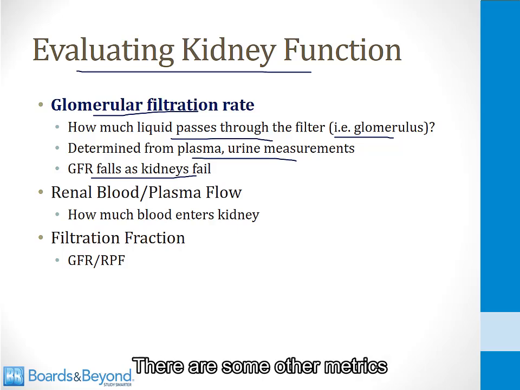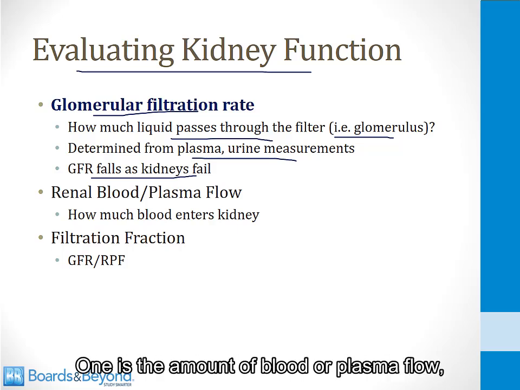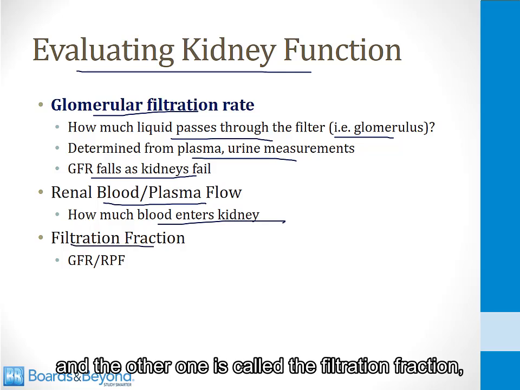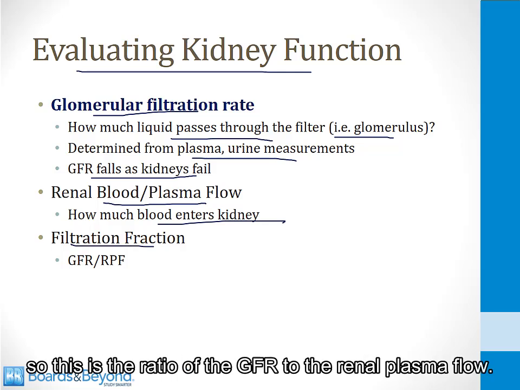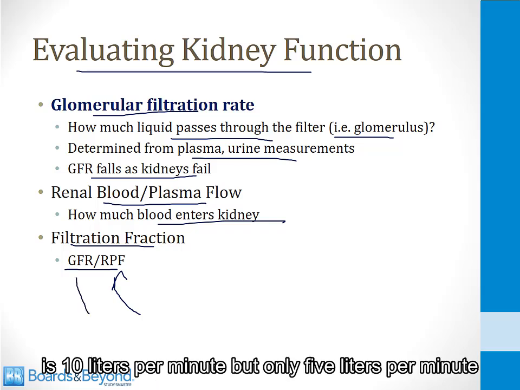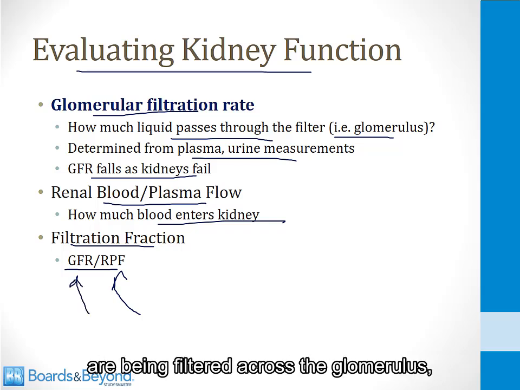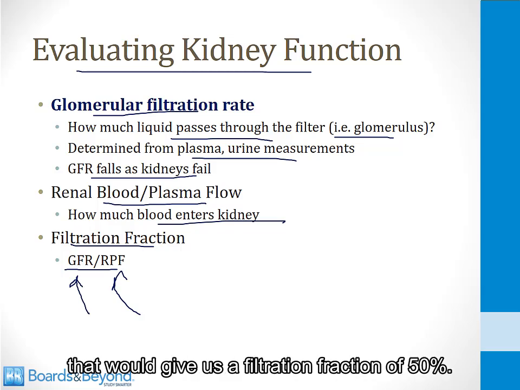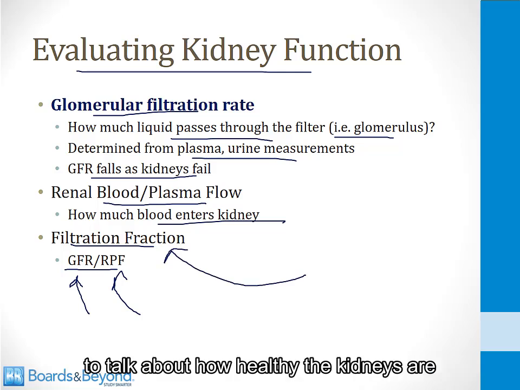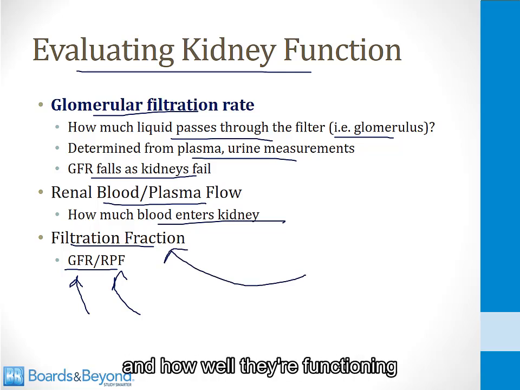There are some other metrics of kidney function that we also use. One is the amount of blood or plasma flow. This is how much blood is entering the kidneys. And the other one is called the filtration fraction. So this is the ratio of the GFR to the renal plasma flow. So for example, if the renal plasma flow is 10 liters per minute, but only 5 liters per minute are being filtered across the glomerulus, that would give us a filtration fraction of 50%. And this is another measurement we sometimes use to talk about how healthy the kidneys are and how well they're functioning in health and in disease states.